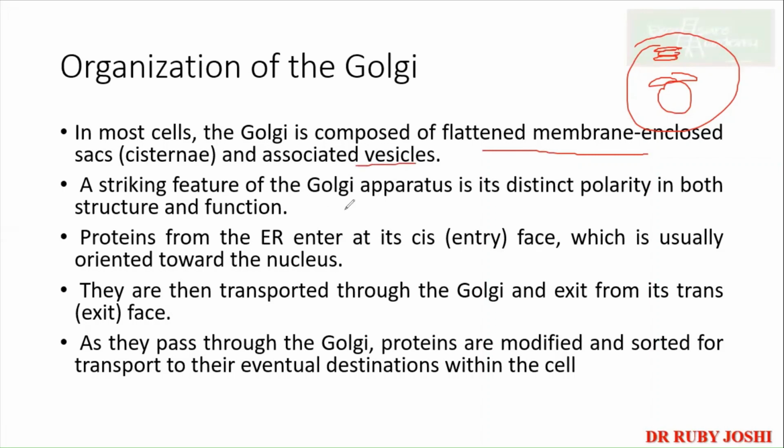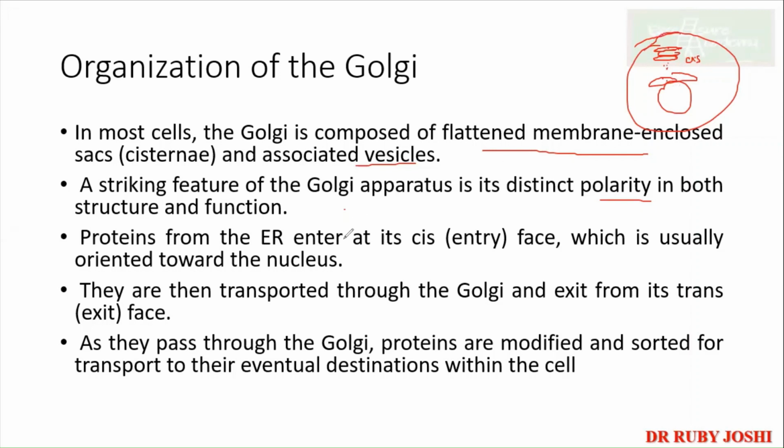So the Golgi apparatus has polarity in both structure as well as function. What does it mean? It means that the cis part of your Golgi is in continuous give and take with the ER, whereas the trans is having protein sorting with the plasma membrane. So this defines its polarity.